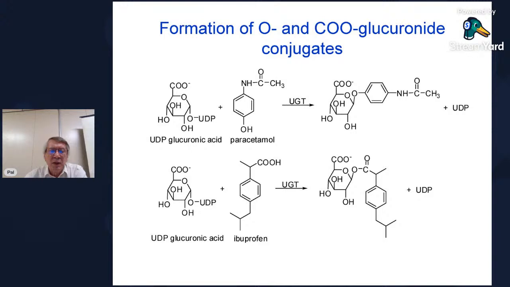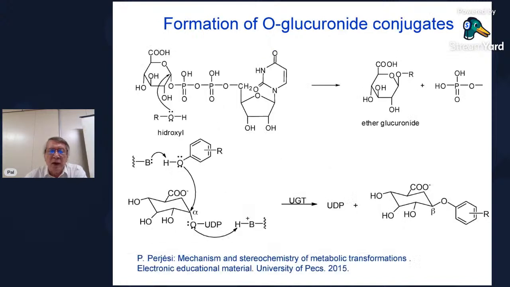In the second type of such derivatives, not hydroxyl groups, but carboxyl groups are involved, by the same mechanisms and the same enzymes, and in that reaction, the ester derivative is formed involving the same anomeric hydroxyl group of glucuronic acid.